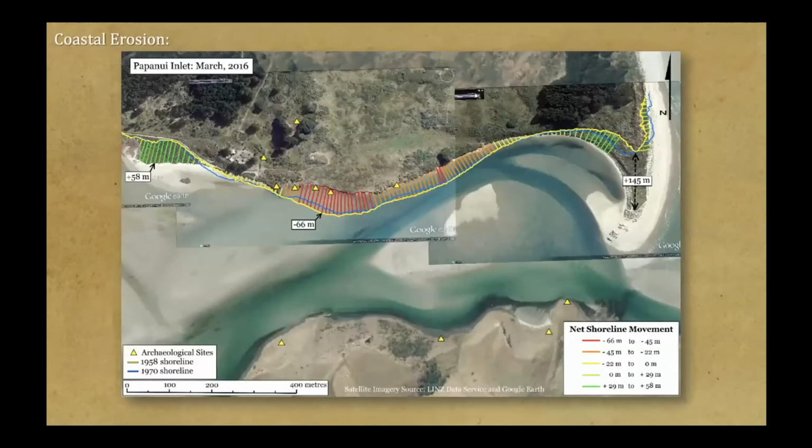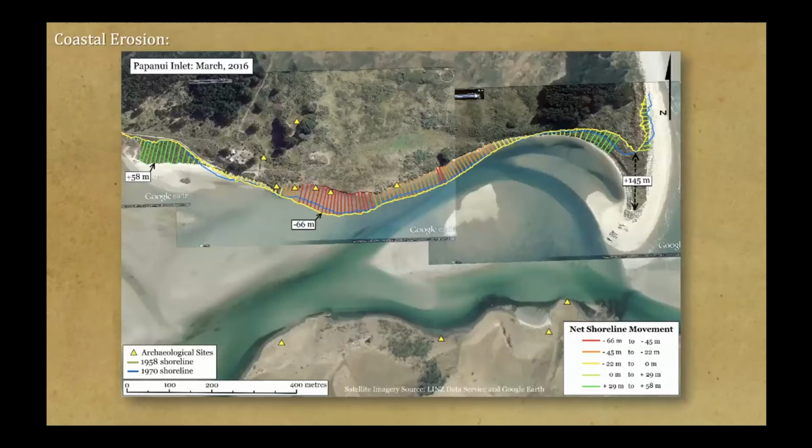And that produced this. So the red are areas that have eroded and the green are areas that have prograded. So the green areas have increased since 1958, and the red areas have eroded. And the triangles are archaeological sites.